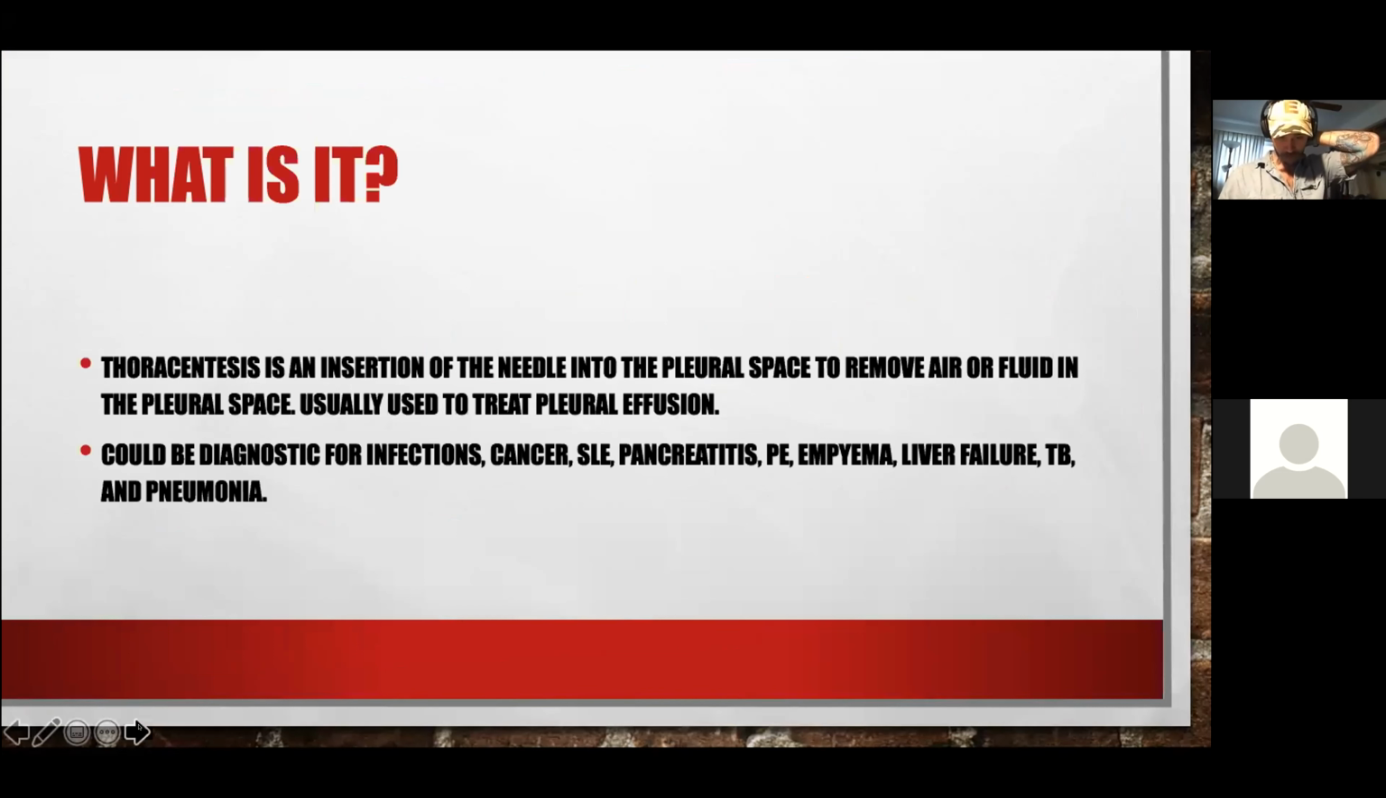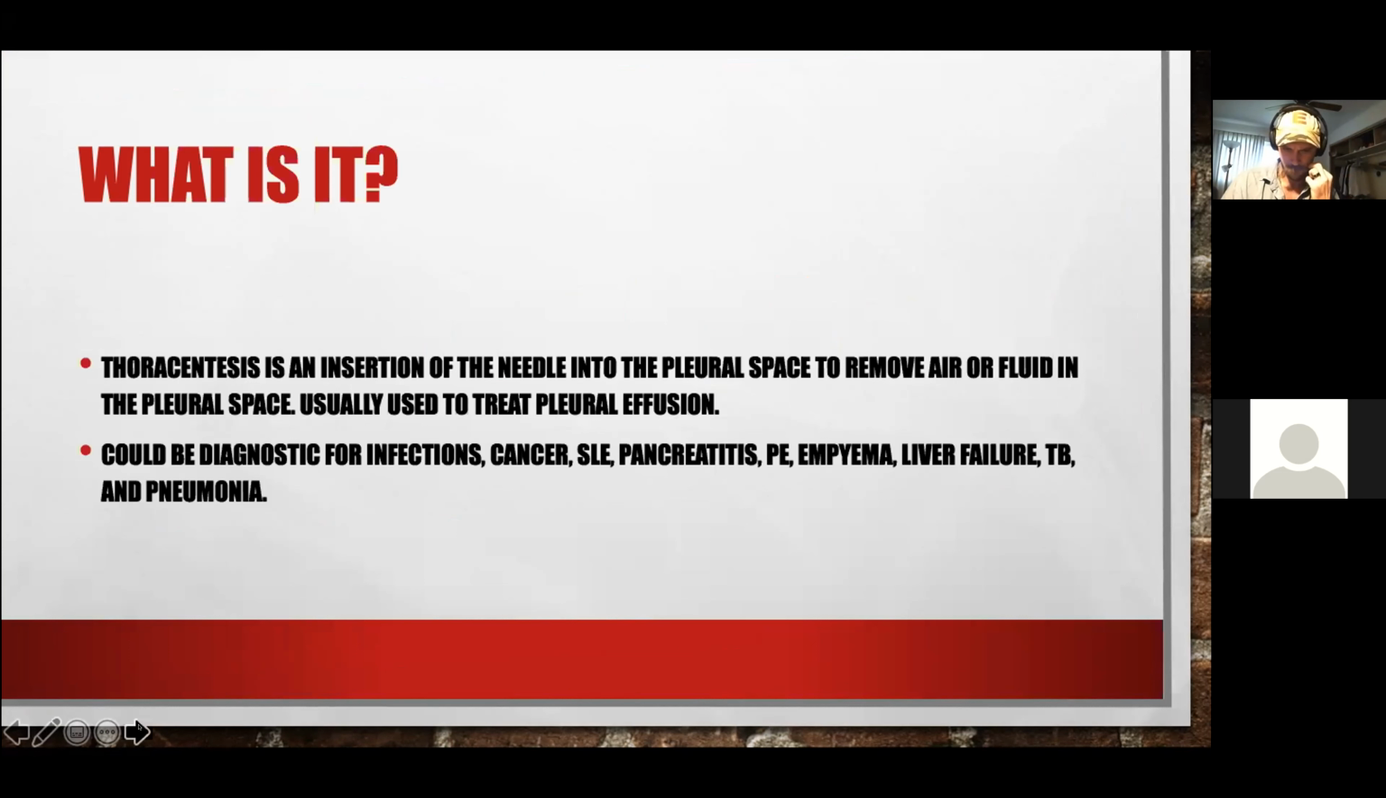If you don't already know what this is, a thoracentesis is an insertion of the needle into the pleural space. And you're going to do this to remove any air or fluid that's in the pleural space. It's usually used to treat pleural effusion. So that's a buildup of fluid in that pleural space. And we just take that off with this needle.